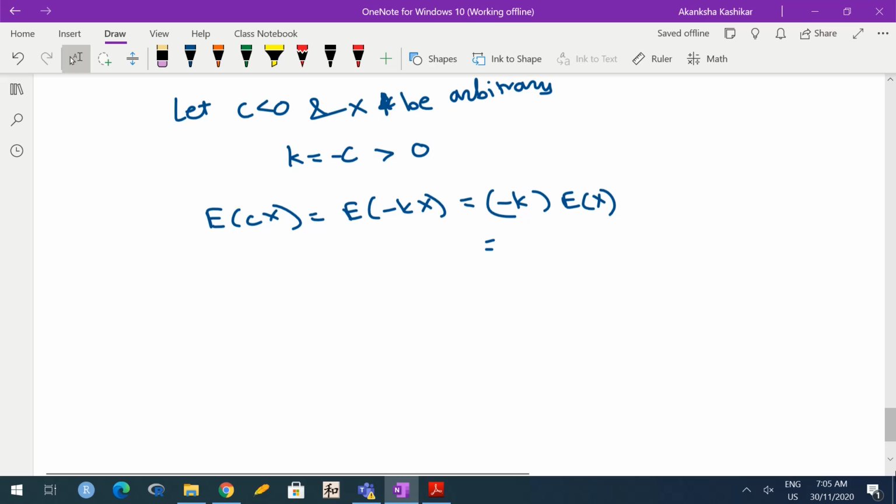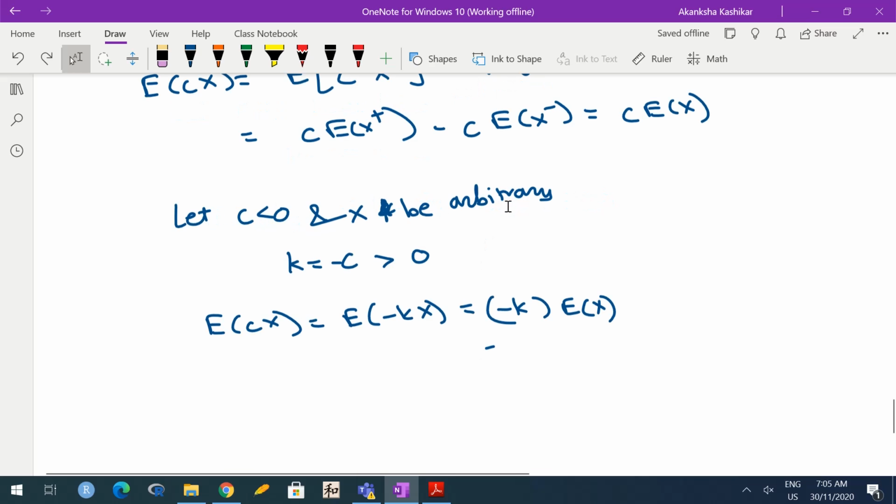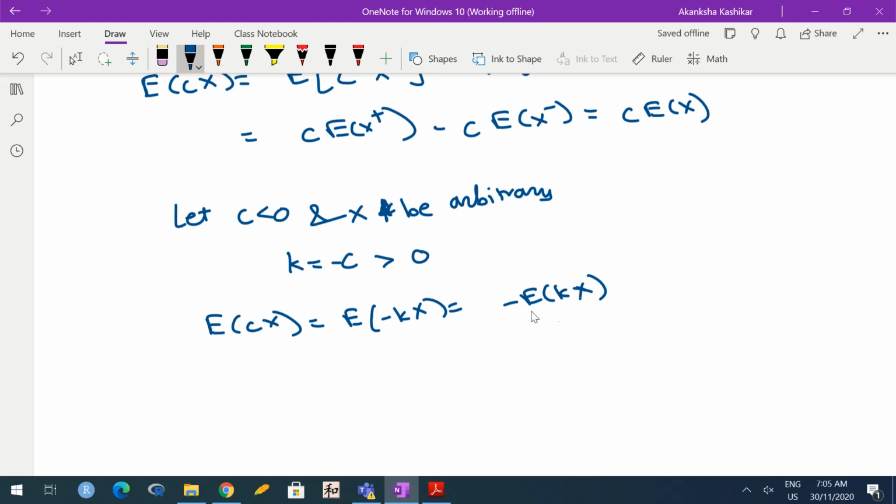So minus k expected x, and minus k is nothing but... one step. Okay, let me write down one more step. We shouldn't skip steps. So expectation of minus kx I can write as minus expected kx. This result we have proved: a negative sign can be taken outside the expectation of an arbitrary random variable. And now k is positive, so just now we proved that this can be written as minus k into expected x, so this becomes c expected x.